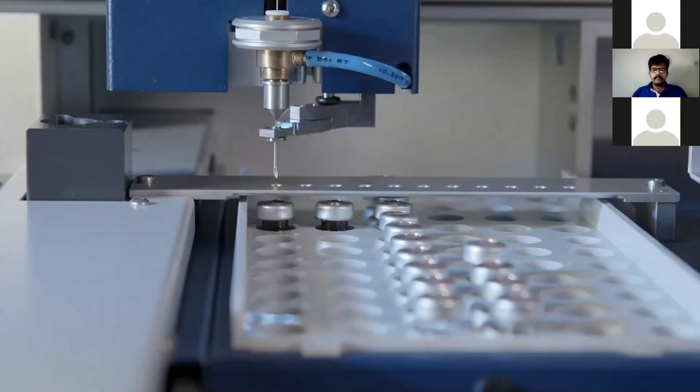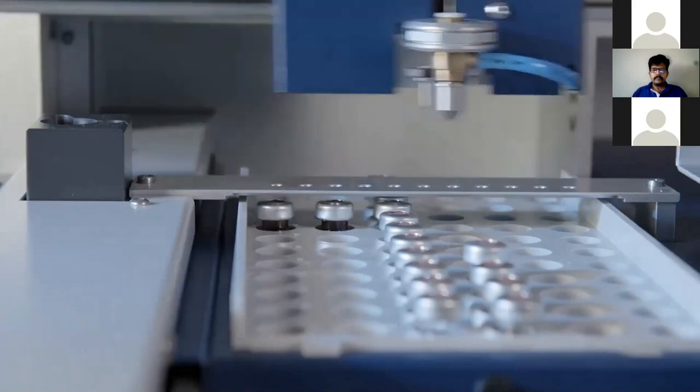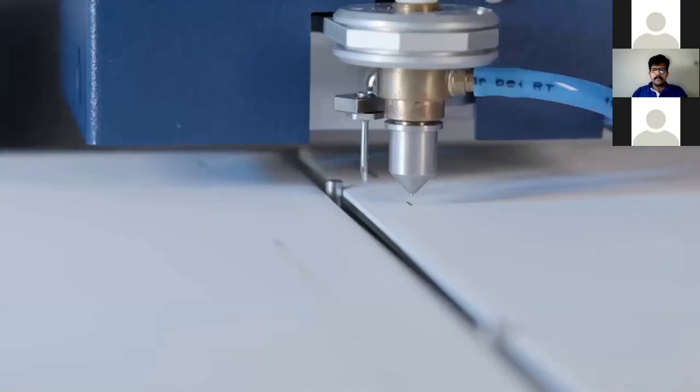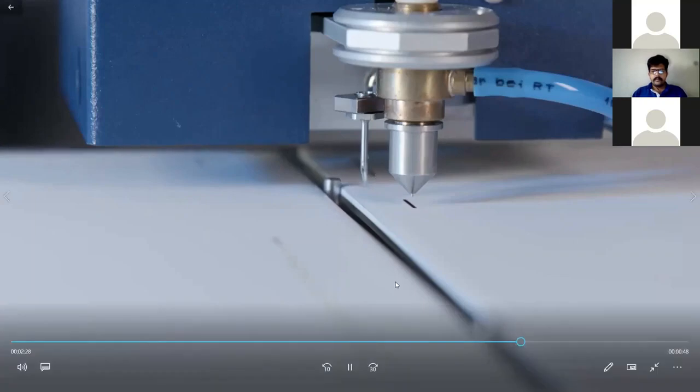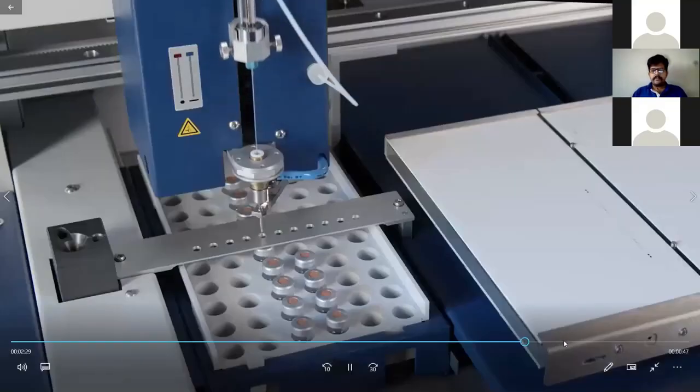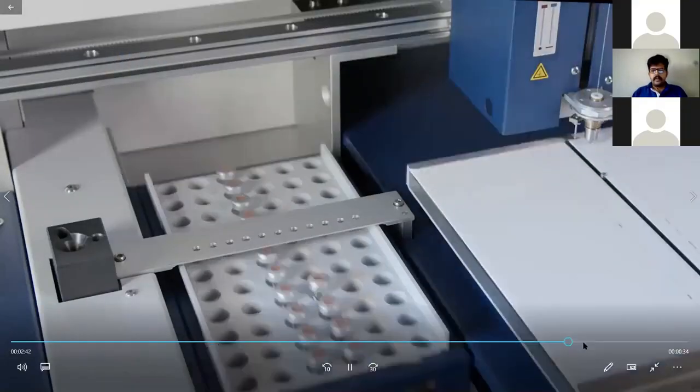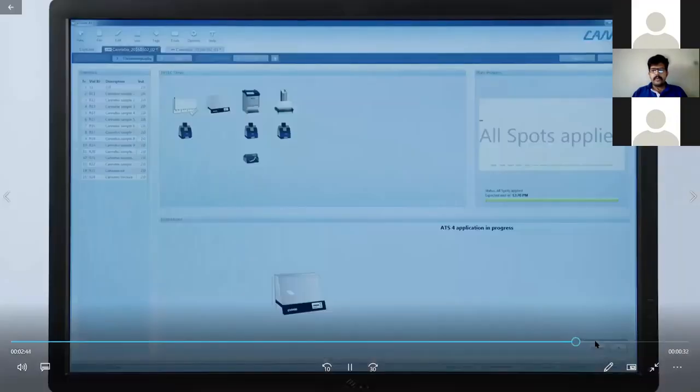The syringe moves to the programmed position of the plate and starts applying the desired sample volume. Here, you can see how the sharp bands of the same sample are applied in sequence through a spray-on technology. Samples are applied as bands by default. You can apply spots and rectangles as well.